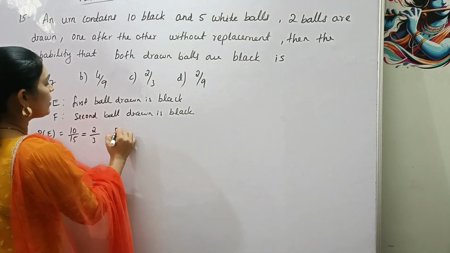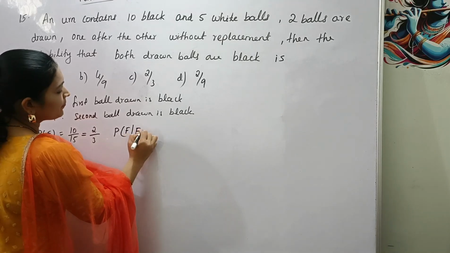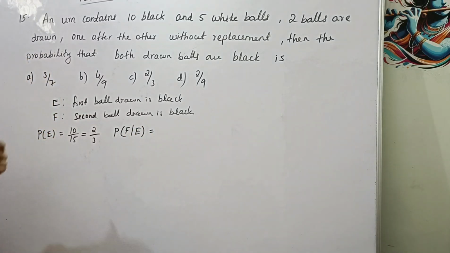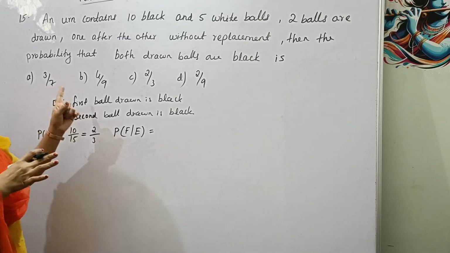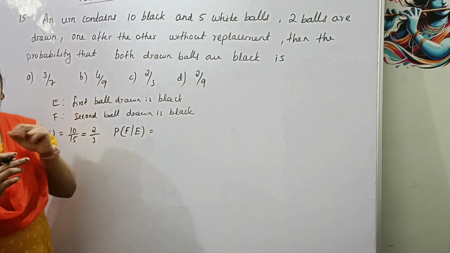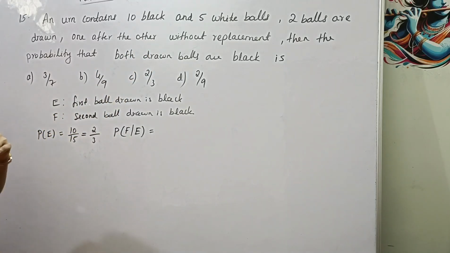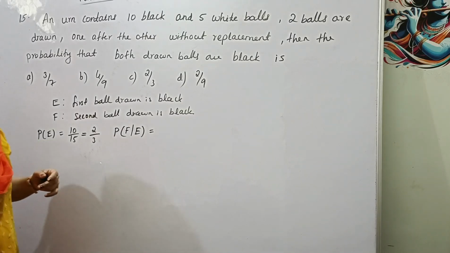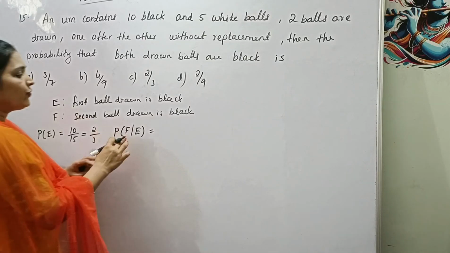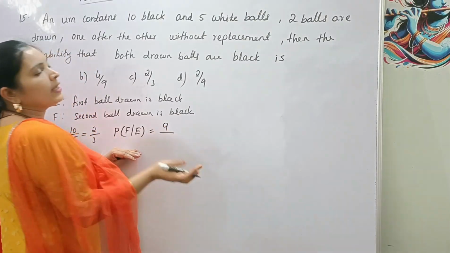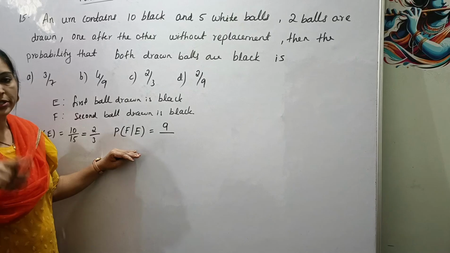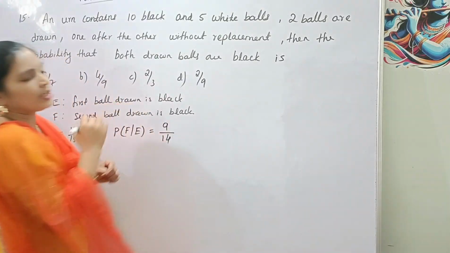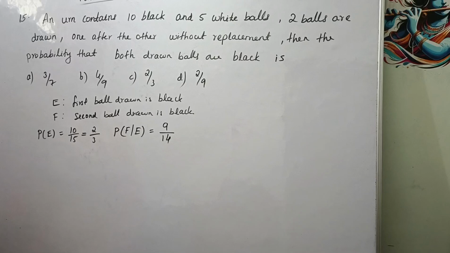Now what is probability of F given E? F is the event second ball drawn is black. And it is given that first ball drawn is black and without replacement. So here one ball is reduced after first draw, right? Therefore there are total 9 black balls. Therefore 9 divided by total 14 balls, one is reduced, right? So probability of F given E is equal to 9 by 14.